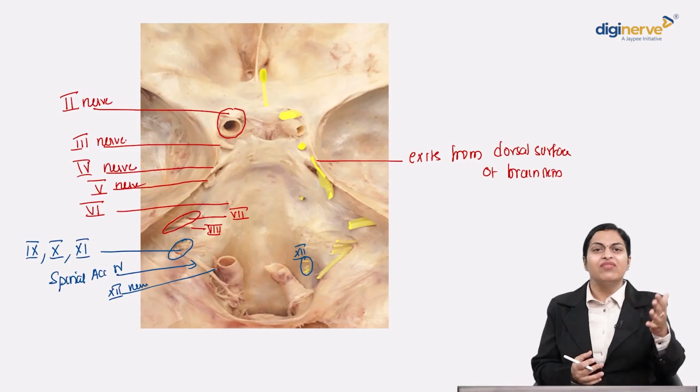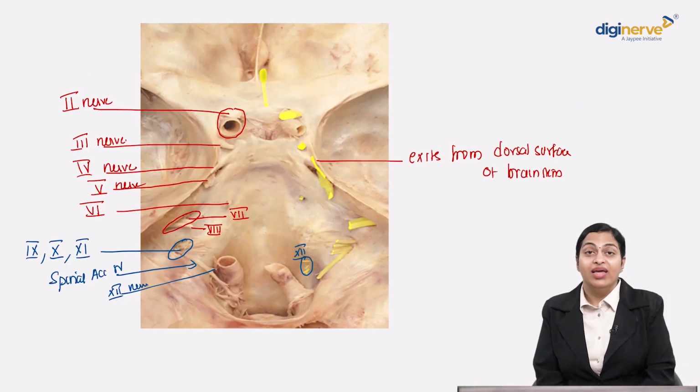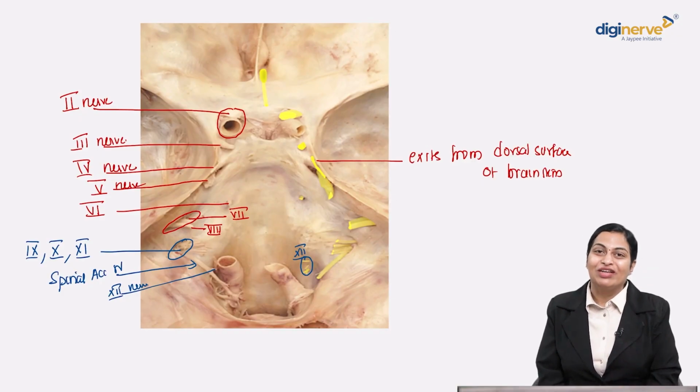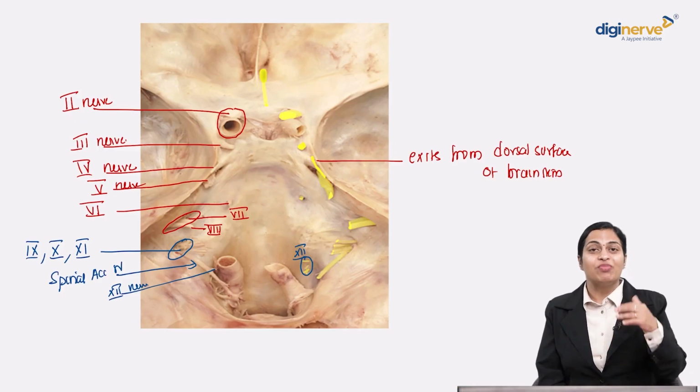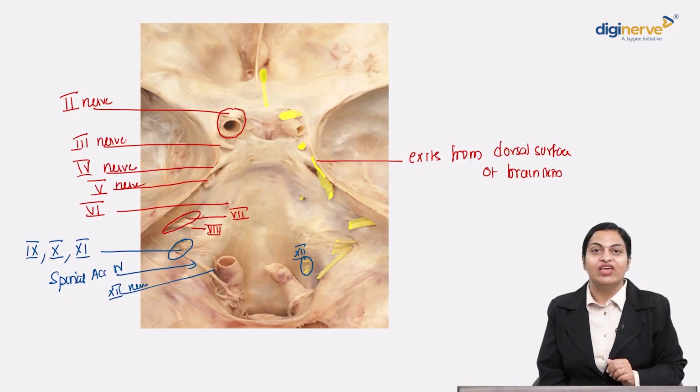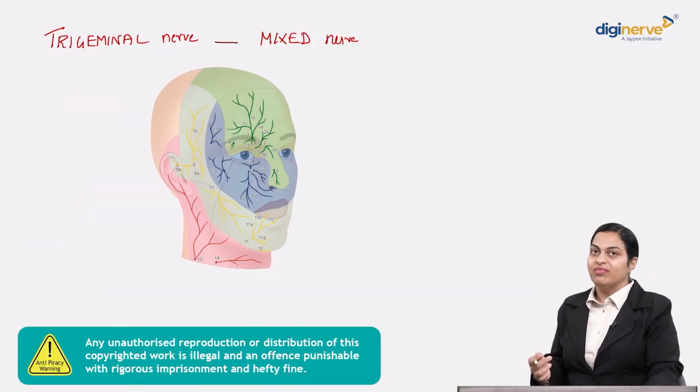So this is a very, very important high yield image showing the cranial nerve exits in the cranial cavity. Definitely you should be able to identify them, because no one is going to ask you for an identification. The question is going to be related to the identified structure. So make sure you're thorough with the identification of these cranial nerves. So now let's move on to the trigeminal nerve.